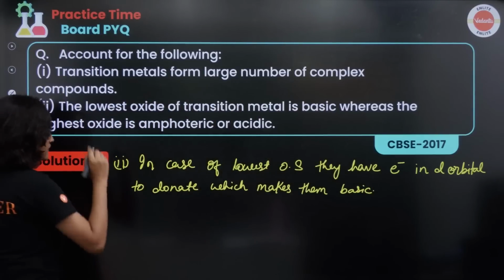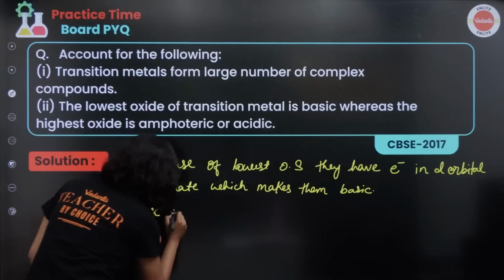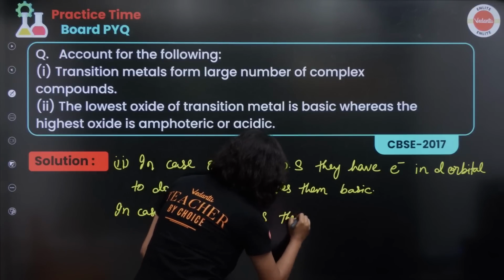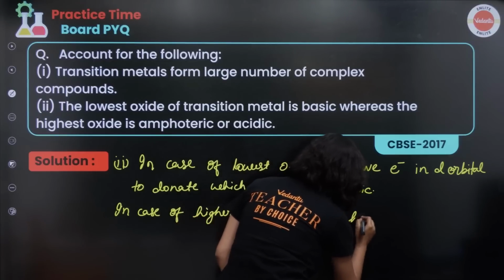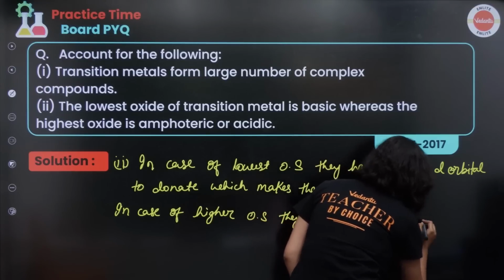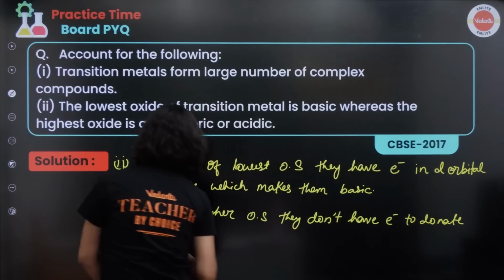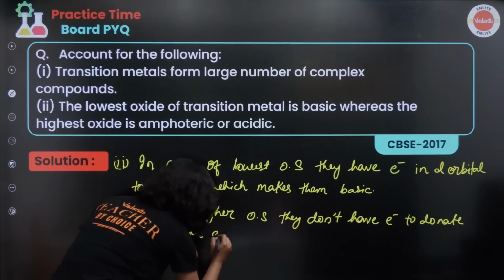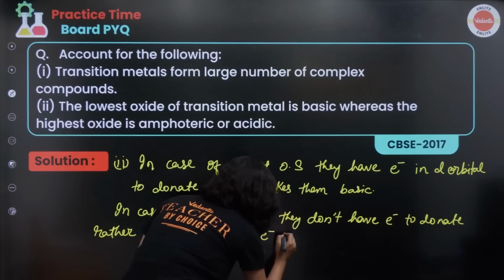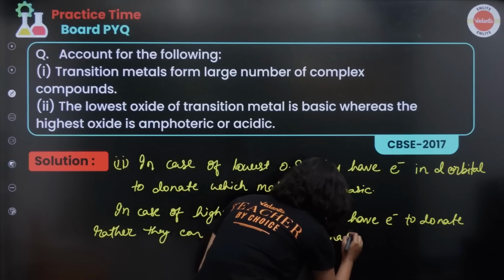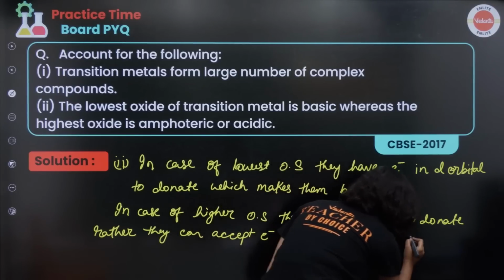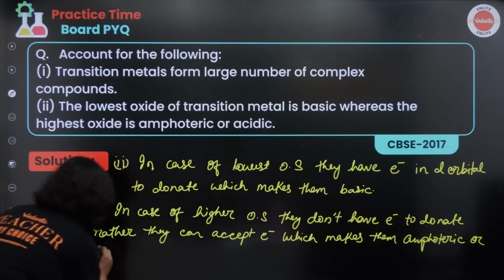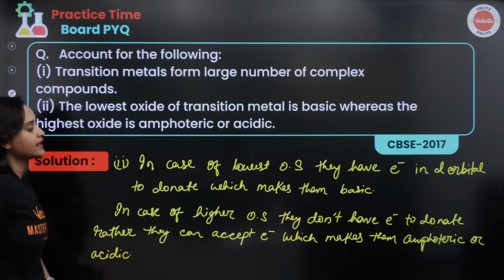And in case of higher oxidation state, they don't have electrons to donate, rather they can accept electrons, which makes them amphoteric or acidic. All right, guys, got it clear?